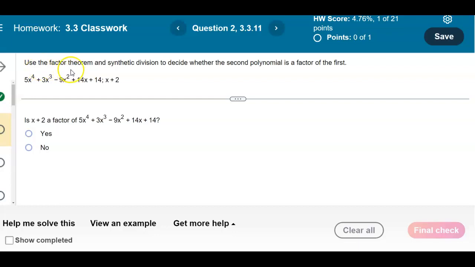Use the factor theorem and synthetic division to determine whether the second polynomial is a factor of the first. We have 5x to the fourth plus 3x cubed minus 9x squared plus 14x plus 14, and we have x plus 2. We want to know if x plus 2 is a factor of this polynomial.